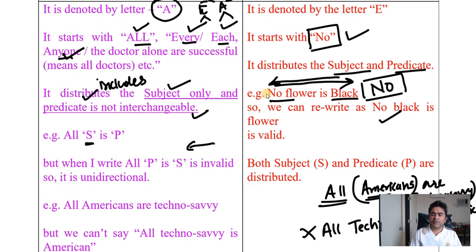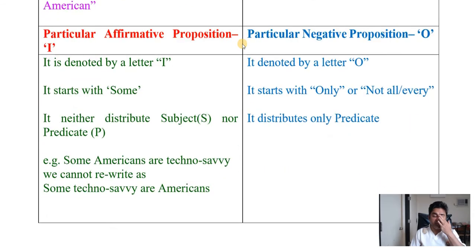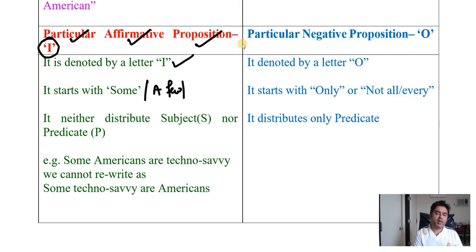Understand? Now we are going to discuss the particular affirmative proposition. Particular means not all. It may be some, it may be most, it may be many, but not all. Affirmative means positive, proposition means sentences, and it is denoted by the letter I. It starts with some, a few, many, most. These kinds of words are associated with the particular affirmative proposition. It neither distributes subject nor predicate.